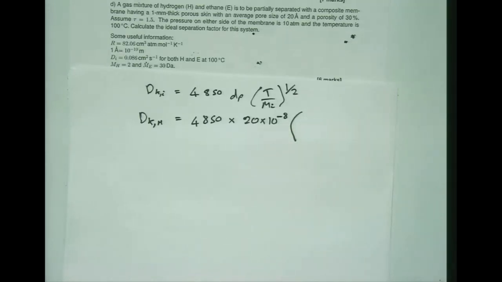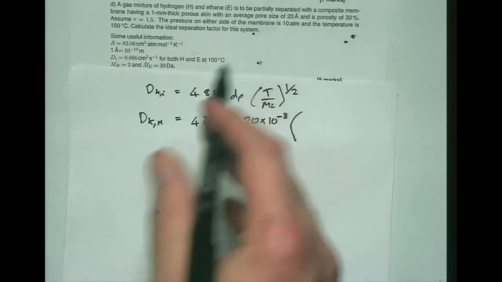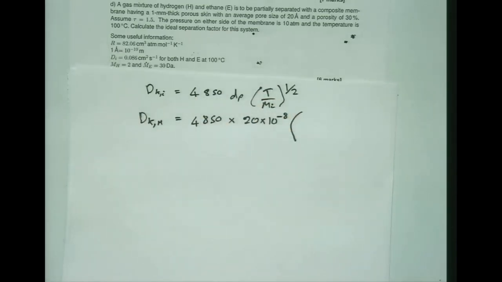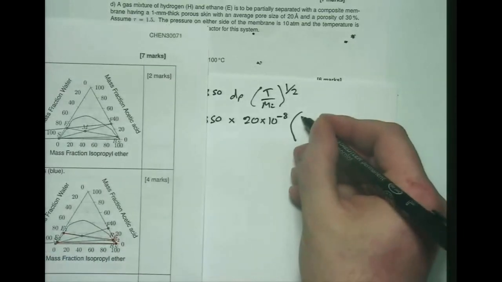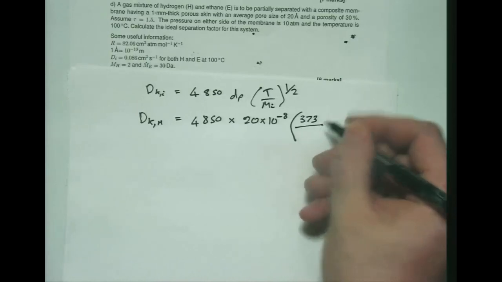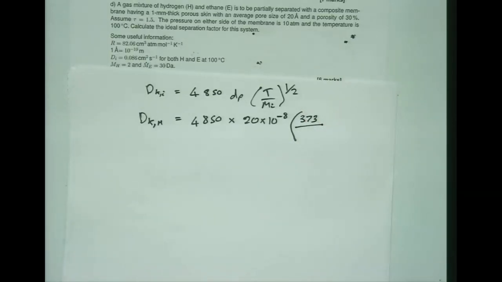We need the temperature. We're told that the temperature is 100 degrees C, but we need the temperature in Kelvin. I don't mind if you want to use 273 Kelvin to add on, or 273.16. I don't mind which one, but the temperature in Kelvin is 373. And then we need the molecular weight. And we're told that the molecular weight of hydrogen is 2.